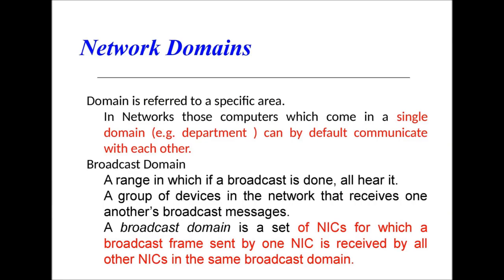Network domains. A domain is referred to a specific area. In our daily life, we use the word domain. So a domain is a specific area or specific range. So in networks, those computers which come in a single domain, for example a department, can by default communicate with each other. Let's suppose we create a local area network of 40 computers, and there are 4 different departments: HR department, finance department, admission department, and examination department. So 10 computers belong to every department, and in this way the network administrator will segregate a specific department under a single domain. So this is the concept of domain or network domain in networking.